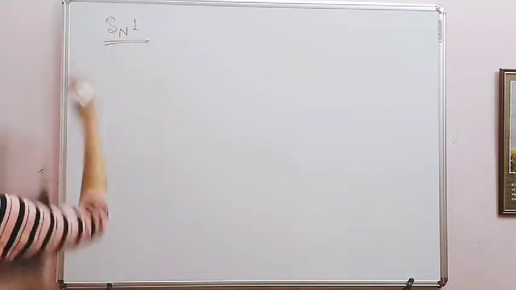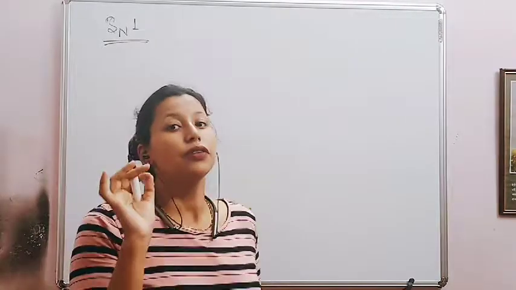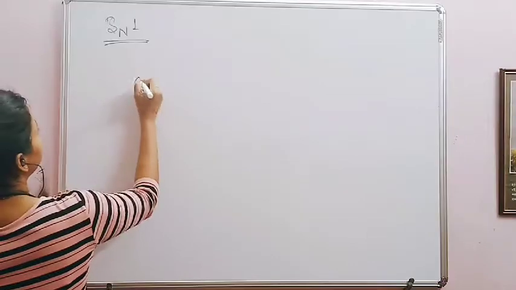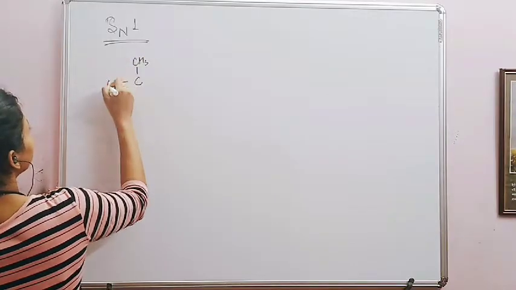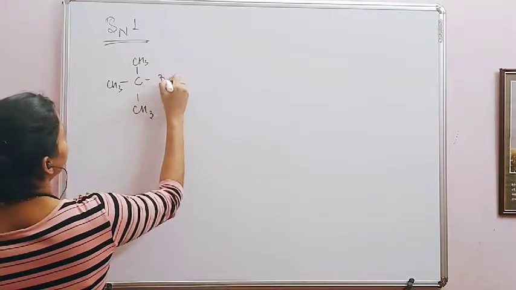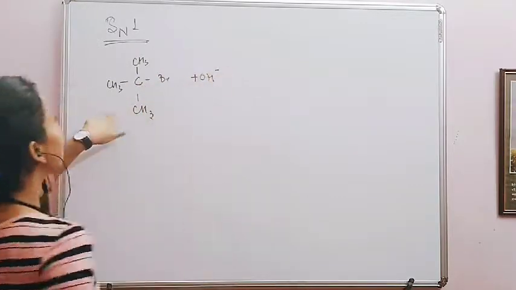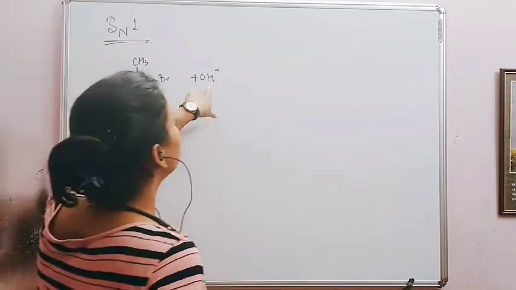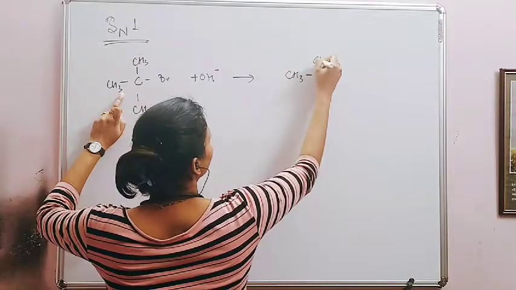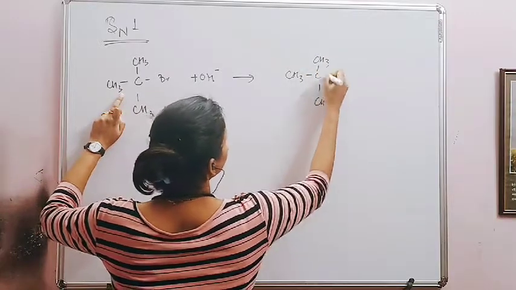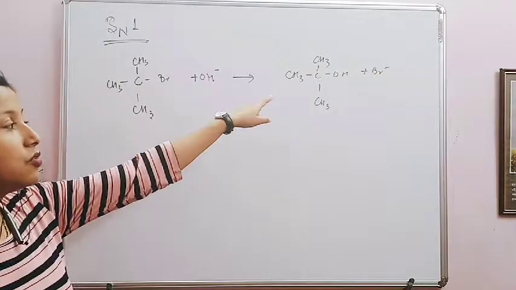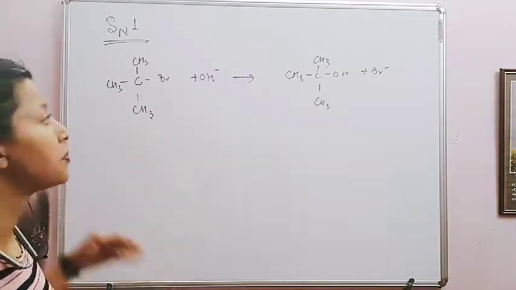SN1 reactions, that is substitution, nucleophilic, unimolecular. Let me take an example. (CH3)3CBr plus OH minus. This is tertiary butyl bromide plus OH minus. Expected product is tertiary butyl alcohol, (CH3)3COH plus Br minus.